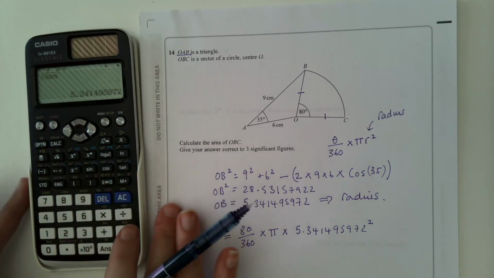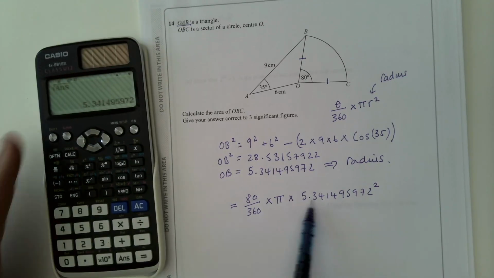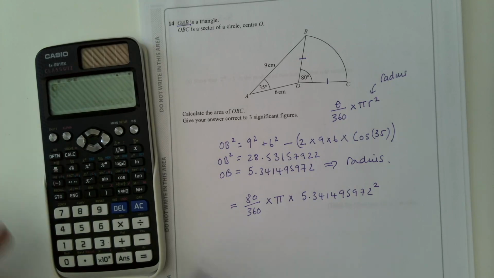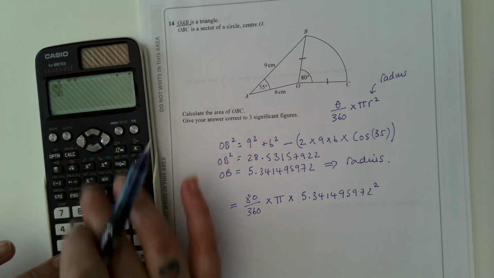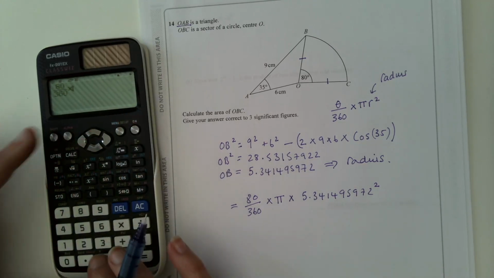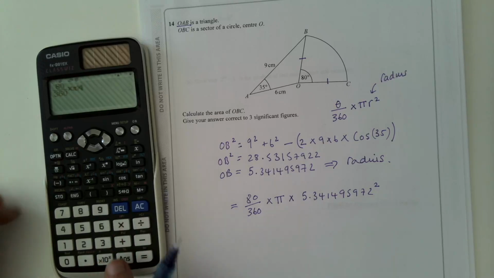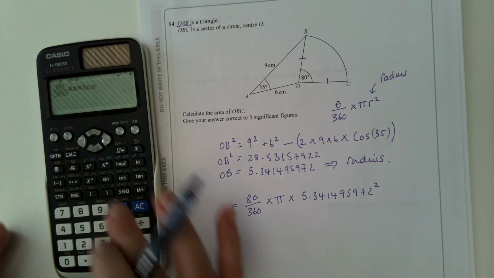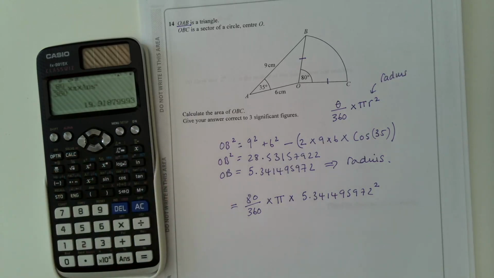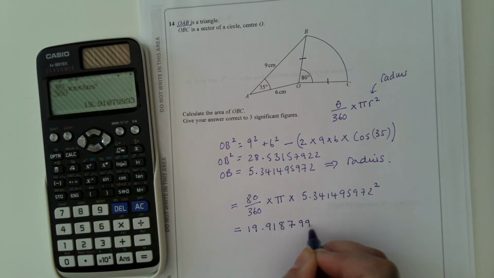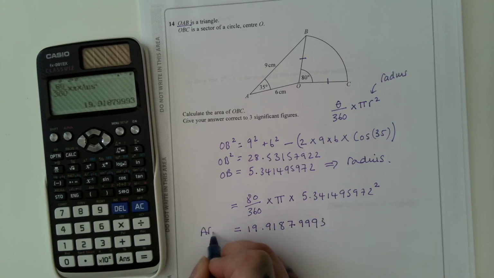So don't clear your calculator at this point, because then you're not going to have to enter all of this in. So we're going to put 80 over 360 times by pi times by the answer, because I didn't clear that answer for the radius, squared, and press equal. So that tells us that it's 19.91879993. So this is the area of the sector OBC.